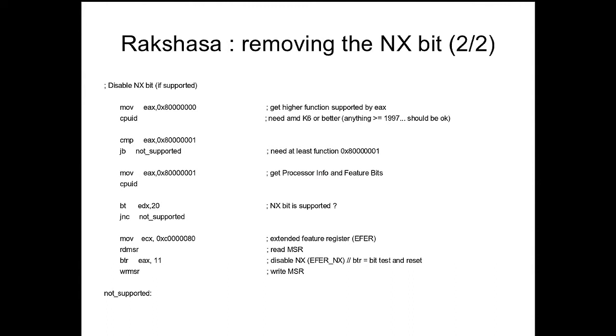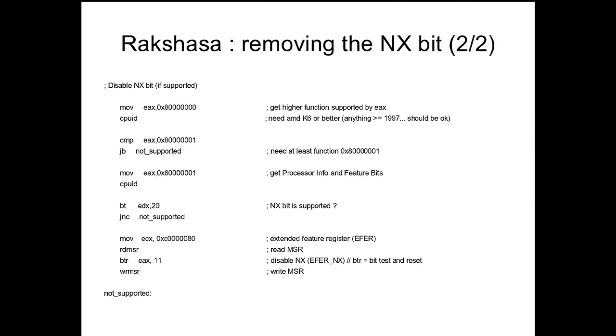If this bit is not set, then NX is not supported, so you don't need to patch anything. Probably what's going to happen is that it's going to be set, so what we do is we read and we write back after flipping the bit. RDMSR and WRMSR are the equivalent of a move to move memory, only using model-specific registers.